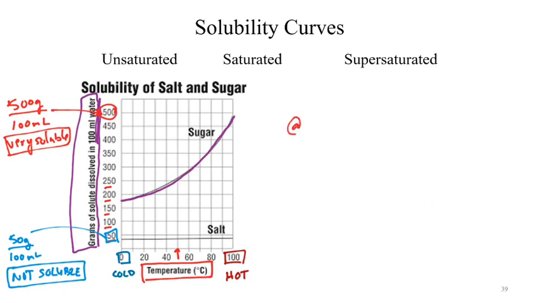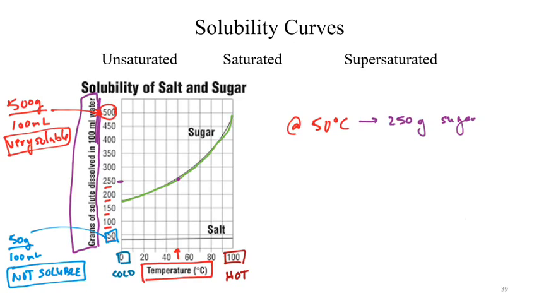So to deal with that interpretation, 50 degrees Celsius, I just realized I didn't want that color on there. At 50 degrees Celsius, what we can do is see where it intersects the line, and we're getting about 250 grams of sugar dissolved. Okay, that's how we are interpreting that chart.